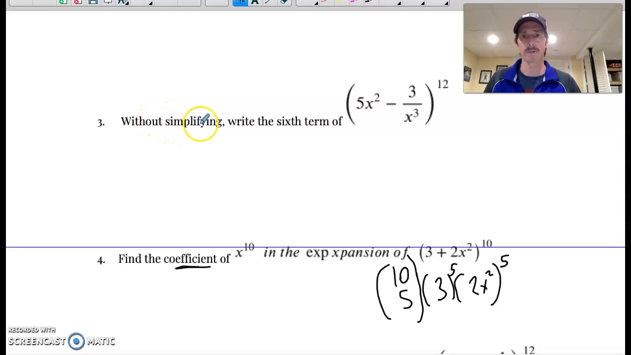So without simplifying, I need to write the 6th term of this. And so to me, that's a little bit tricky. And so when we look at that, it means that whatever, again, I'm going to use 2 colors. I'm going to circle this. So this whole expression is going to sit in the back.